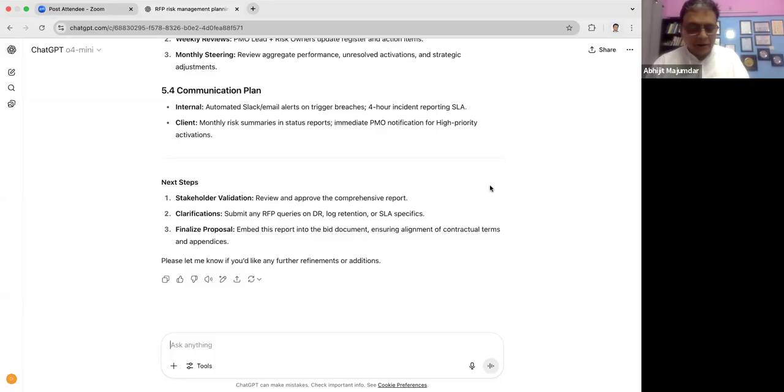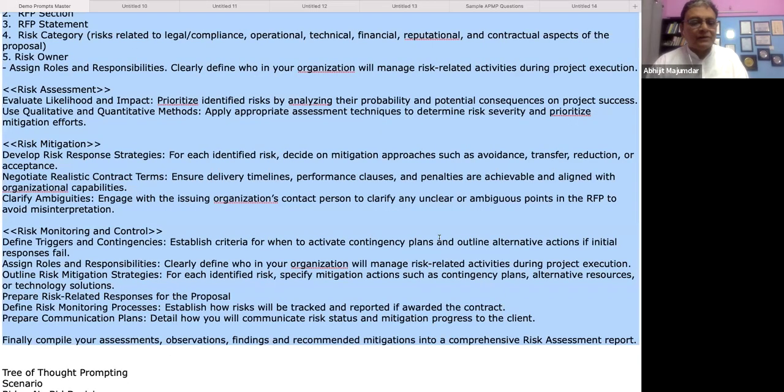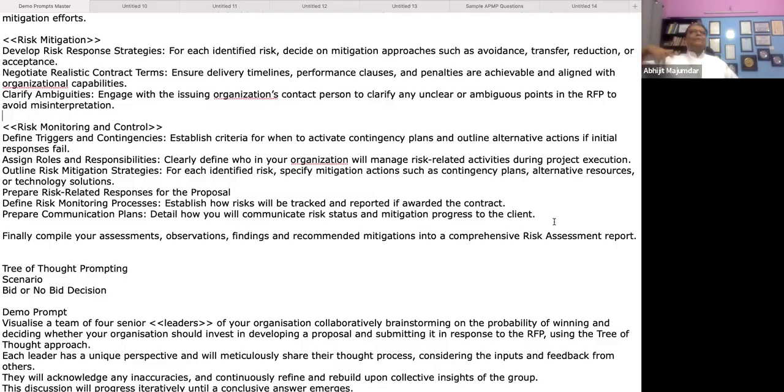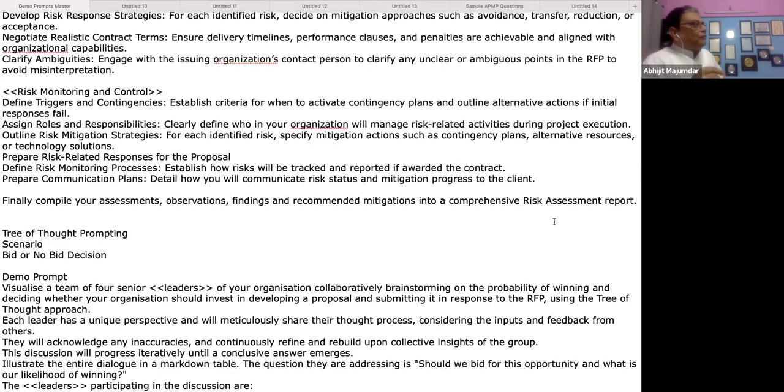Let me go to the next prompt, which is tree of thought prompting. Again, the same way of executing the prompt, but in a chain of thought you did it in a step-by-step manner. In a tree of thought, we will take multiple ways of thinking or multiple lines of thinking.